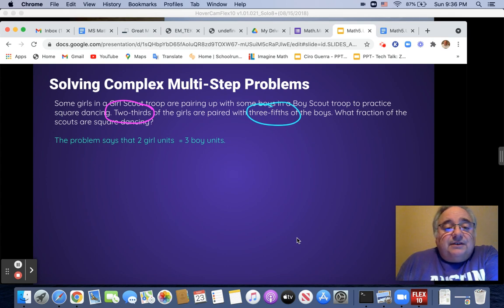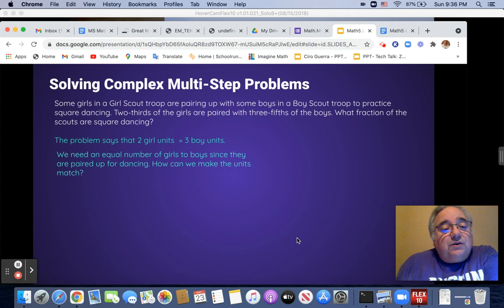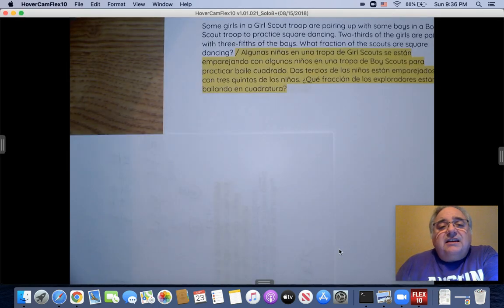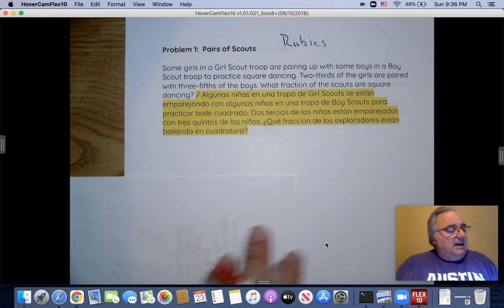All right. So what do we need to do? We need an equal number of boys and girls since they are paired up for dancing. How can we make these units match? I'm going to pause the video because I want to go over here to my flex cam and catch up with you guys on this so that we can work this out.